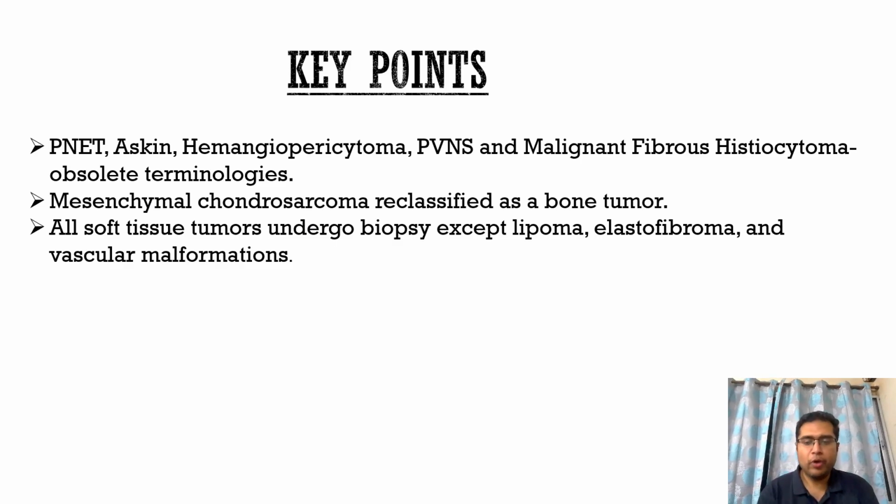So the key important points to be remembered are PNET, ASKIN, hemangiopericytoma, PVNS, and malignant fibrous histiocytoma are all obsolete terminologies now. And mesenchymal chondrosarcoma has been reclassified as a bone tumor. All the soft tissue tumors undergo biopsy except lipoma, elastofibroma, and vascular malformations, and hence it is very important to understand the different classifications of the soft tissue tumors and their appearances on imaging.